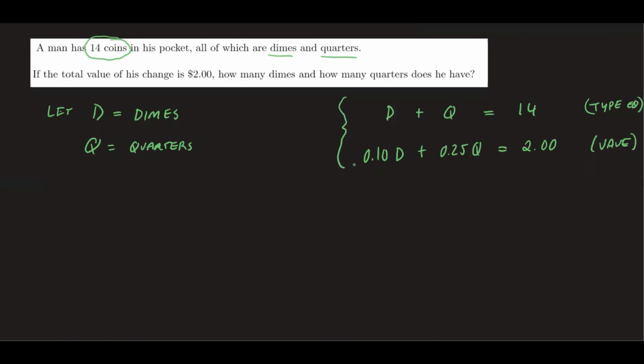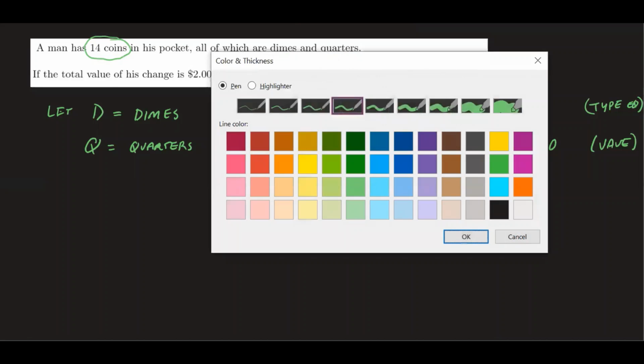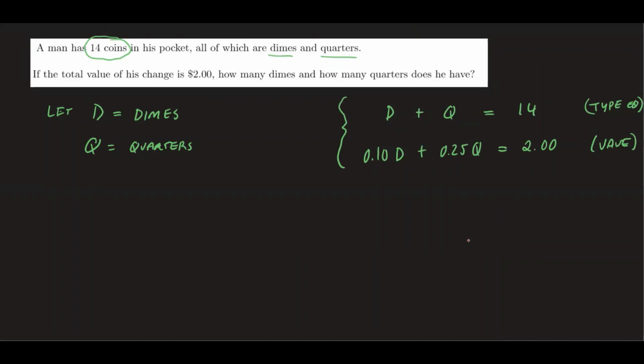And now the final step is to use either the elimination method or the substitution method to find the value for dimes and quarters. So what I'm going to do first is make 0.10 and 0.25 whole numbers so that it is easier to work with. I'm going to take the second equation and multiply it by 100. That way it's nicer to work with. So we have the following equations.